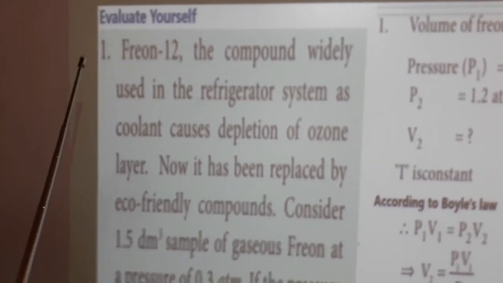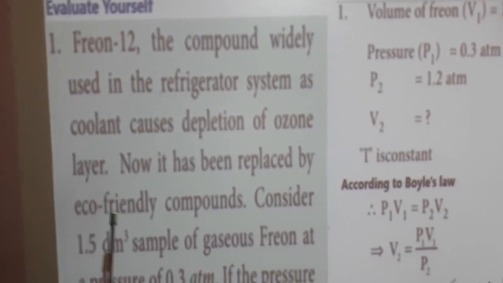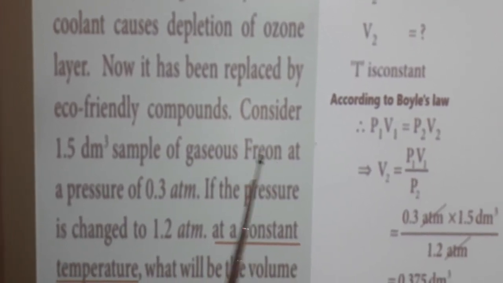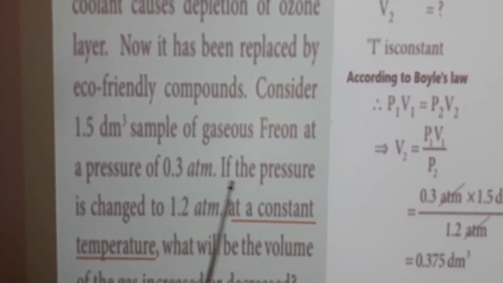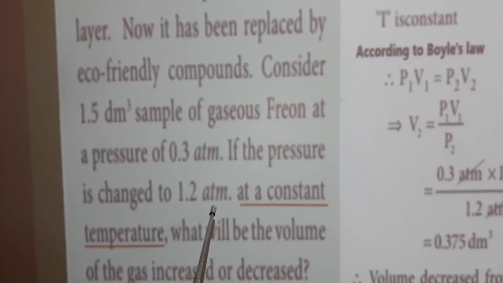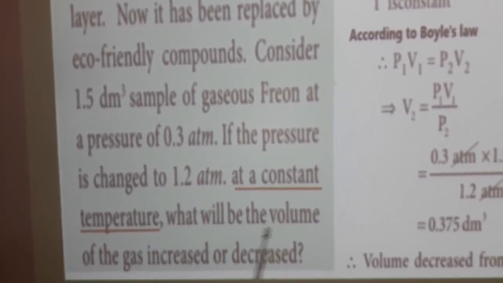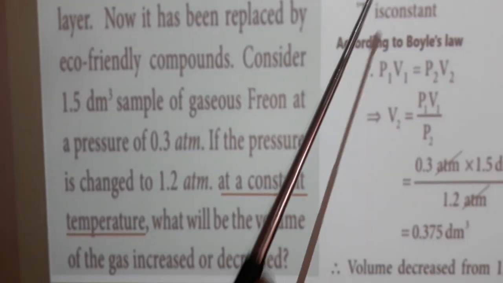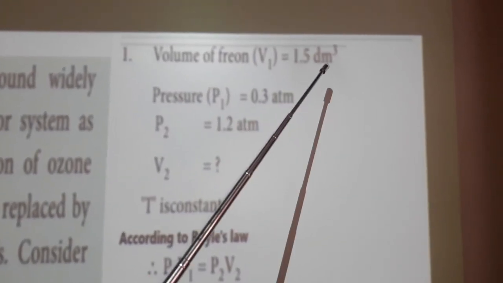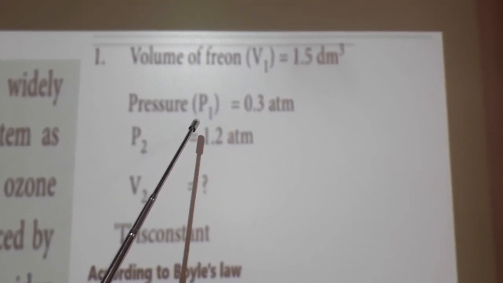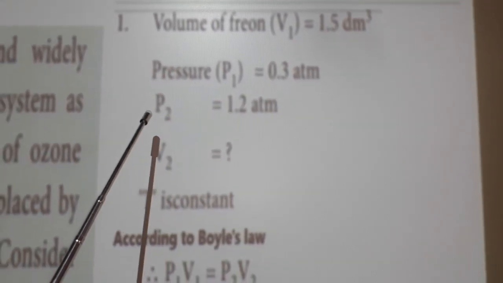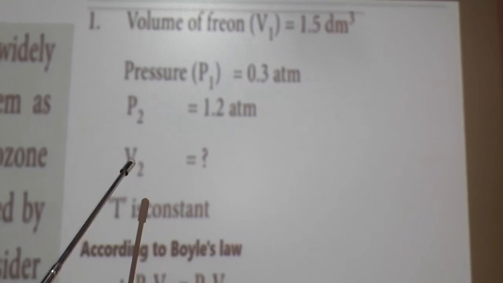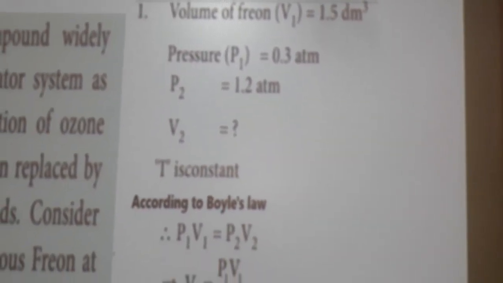Then the evaluate one. The four lines given as a story, leave that one. First, consider a 1.5 decimeter cube sample of the gas freon at pressure 0.3 atmosphere. If the pressure is changed to 1.2 atmosphere at constant temperature, what will be the volume of the gas? We have to find whether it is increased or decreased. The data given: the volume of freon V1 is 1.5 decimeter cube, the pressure of freon P1 is 0.3 atmosphere. If you increase the pressure, P2 is 1.2 atmosphere. The temperature is a constant value.